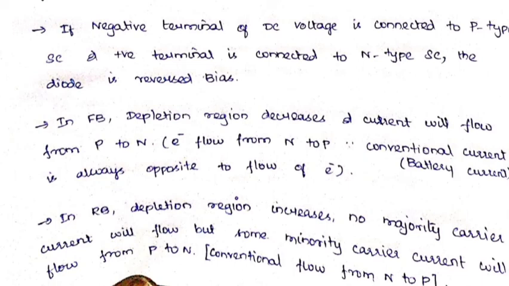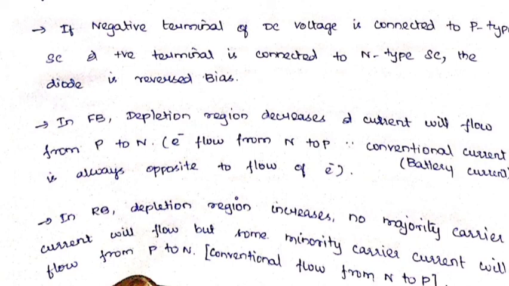You have to remember this: the direction of flow of electrons is opposite to the flow of conventional current. The conventional current is nothing but the battery current, which always flows from the positive side to the negative side, that is, from the positive side of the battery to the negative side of the battery. So in forward bias, the electron flow is from n-type to p-type and the conventional current is from p-type to n-type.